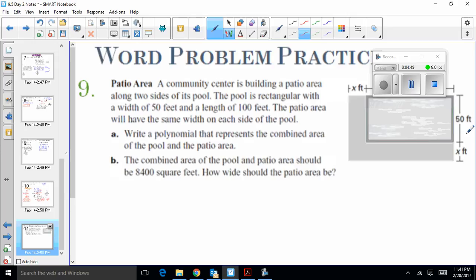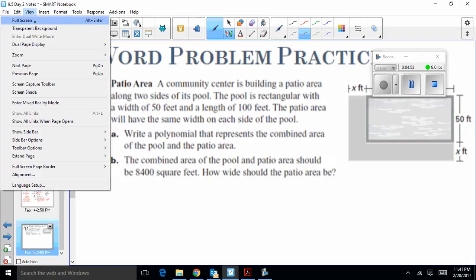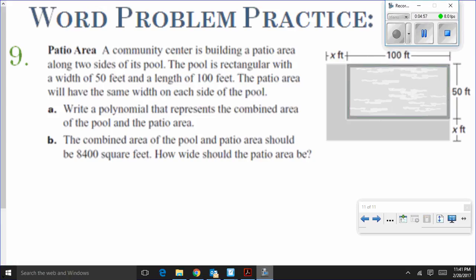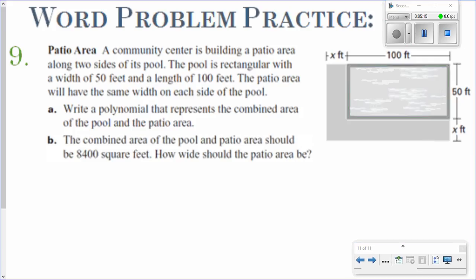The last one is going to be a little bit of work, but it'll also be lots of fun. So I'm going to open this up, try and make sure I've got enough room here. We have our drawing. We know that there's the pool and then there's this walkway around the outside. Write a polynomial that represents the combined area of the pool and the patio. That's something that's easy for us right now.